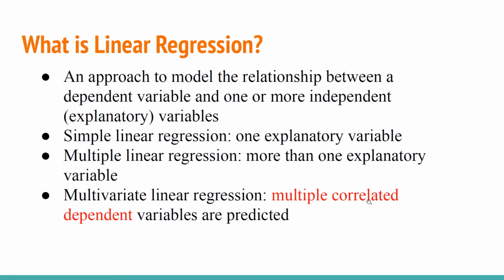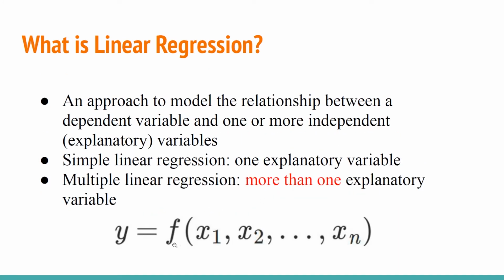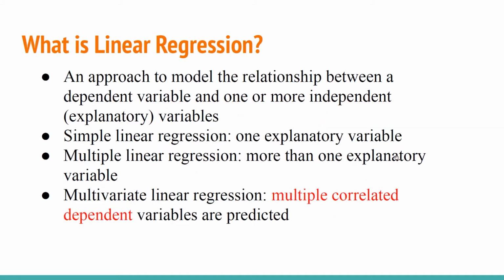And the last term is multivariate linear regression. This is different. In this case, we have multiple correlated dependent variables that we are supposed to predict. So, let's go back. In case we have f of x1, x2 to xn, on the left hand side we have multiple y's like y1, y2, y3, each of which corresponds to one function of the independent variables. In this case we call it multivariate linear regression. You shouldn't confuse multiple linear regression with multivariate linear regression. So just be careful about that.